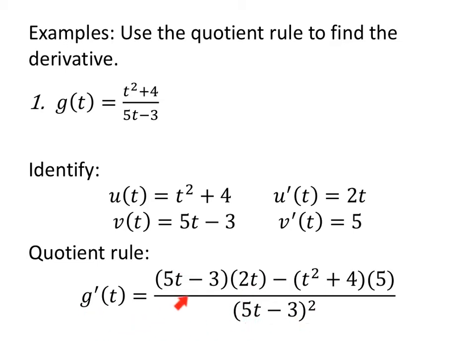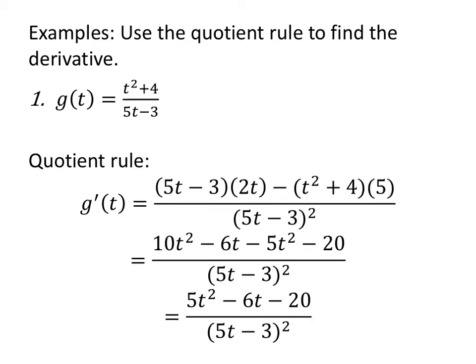The derivative of g is low, 5t minus 3, d high, 2t, minus high, t squared plus 4, times the derivative of low, which is 5, all over low squared. Low d high minus high d low over low squared. Walk away, leave it, it's fine. Oh, we're not going to walk away and leave it.